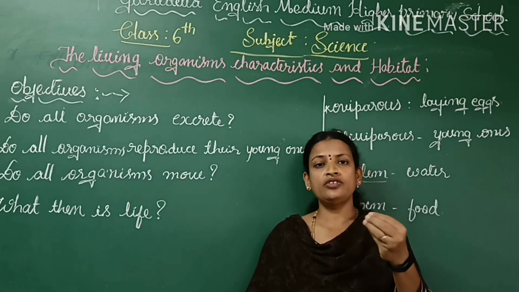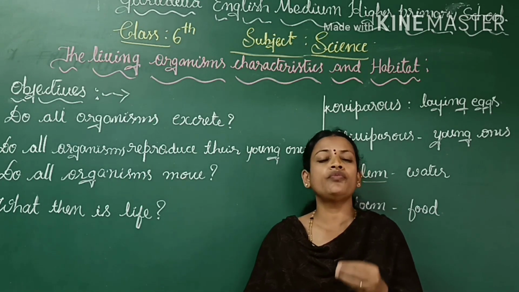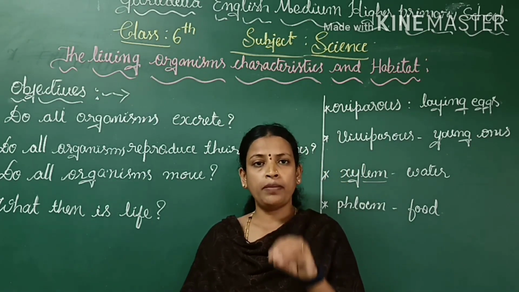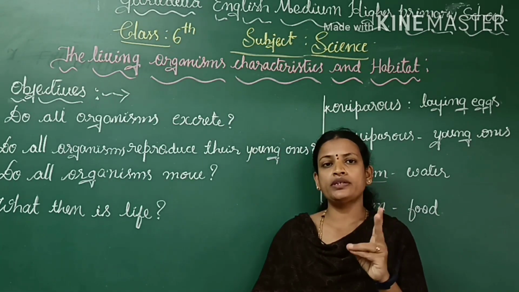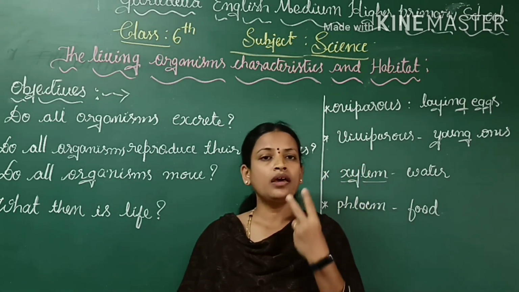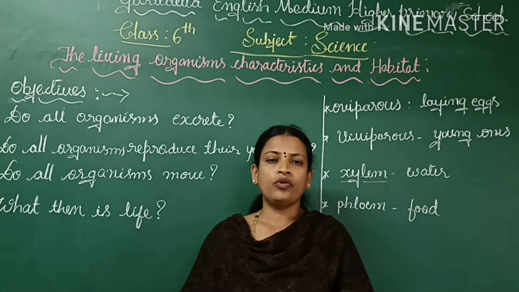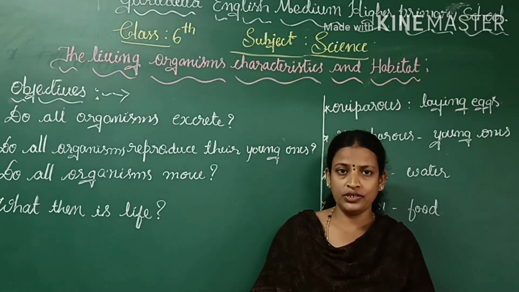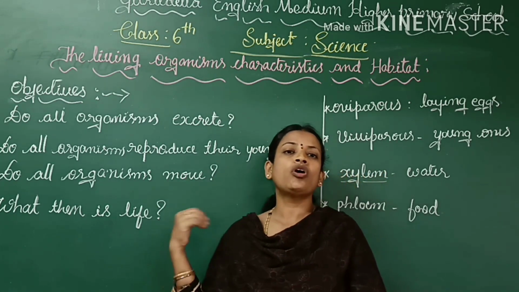So like this, these are the three varieties of reproduction we identify in plants, but in animals, there are two ways: those are oviparous and viviparous. Okay, I hope it's clear for you, my dear children. Let me continue with the third point.